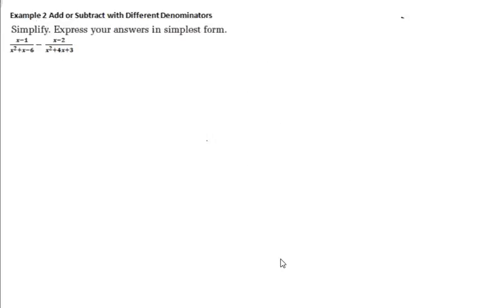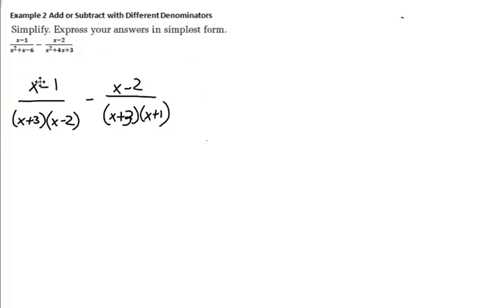In this next example, we're going to find that we don't have a common denominator, so we're going to have to find one. Before we can find a common denominator, the first thing we want to do is factor. Okay, so we're going to factor these trinomials, and this is what we end up with. So we have x minus 1 over x plus 3 multiplied by x minus 2, and then minus x minus 2 over x plus 3, x plus 1. So again, I just factored in this first step, going into the second step.